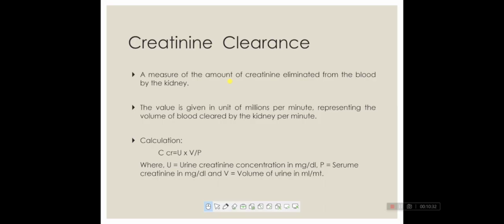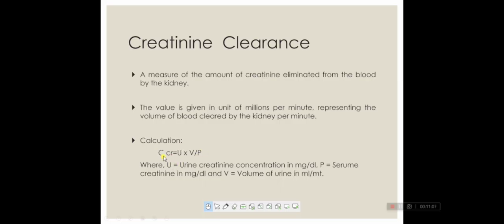So what is a creatinine clearance test? It is the comparison of creatinine that is excreted by the kidney in a 24-hour sample of the urine with the creatinine levels in the blood, in the serum. So what it will show us is how much waste product the kidneys are filtering out each minute. The value of the creatinine clearance is given in units of milliliters per minute, which represents the volume of blood cleared by the kidney per minute.